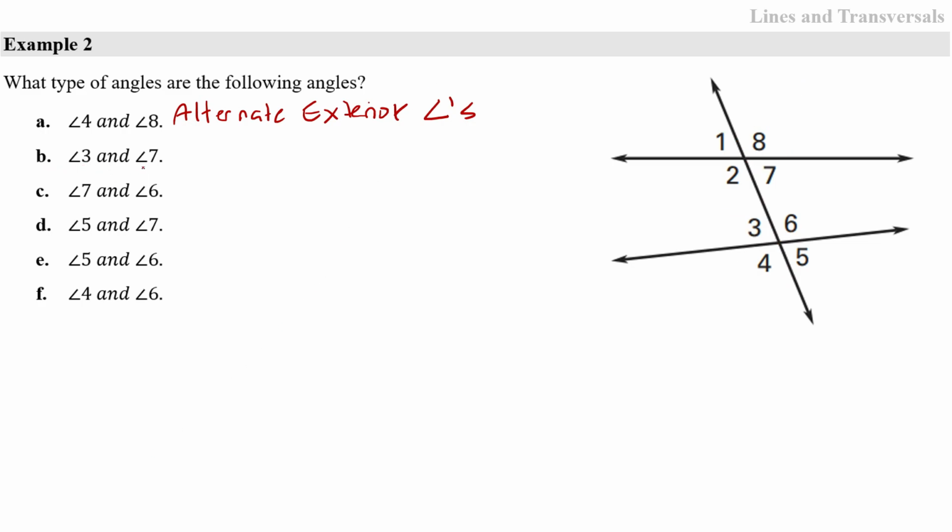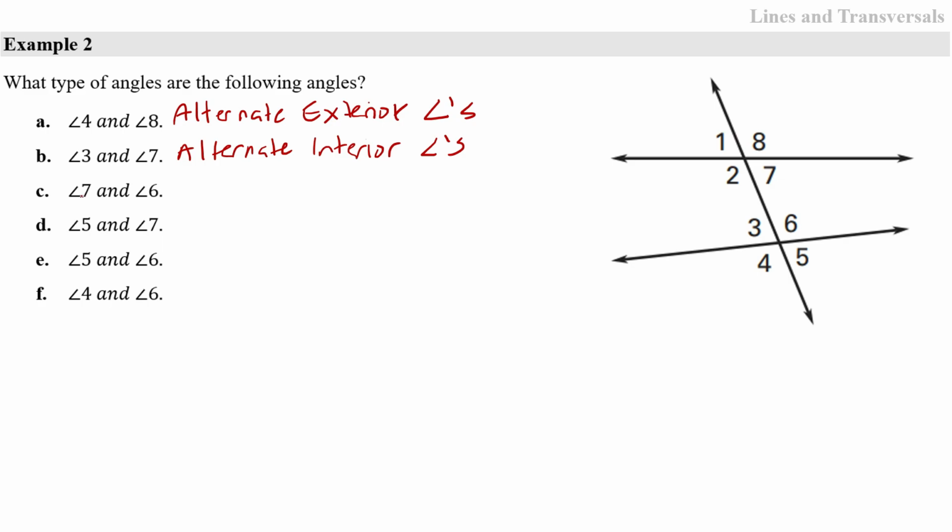For B, 3 and 7, if I look at 3 and 7 here, this one and that one right there, well, those are on the inside, and they're on opposite sides. This is the top right angle, and this is the bottom left angle, and top right and bottom left are opposites, and therefore they're alternate interior angles.